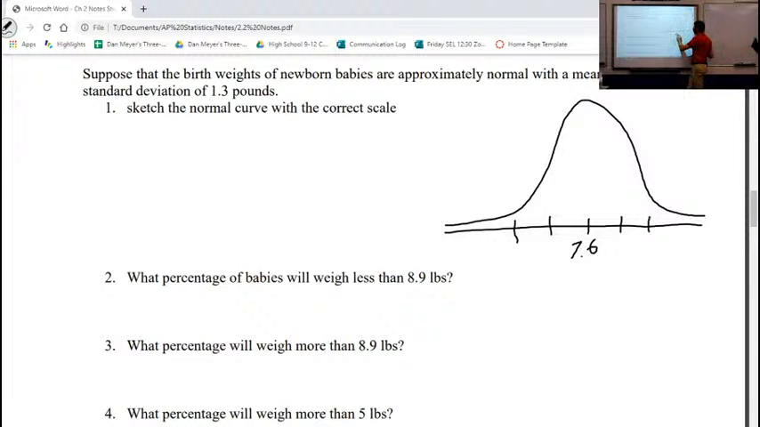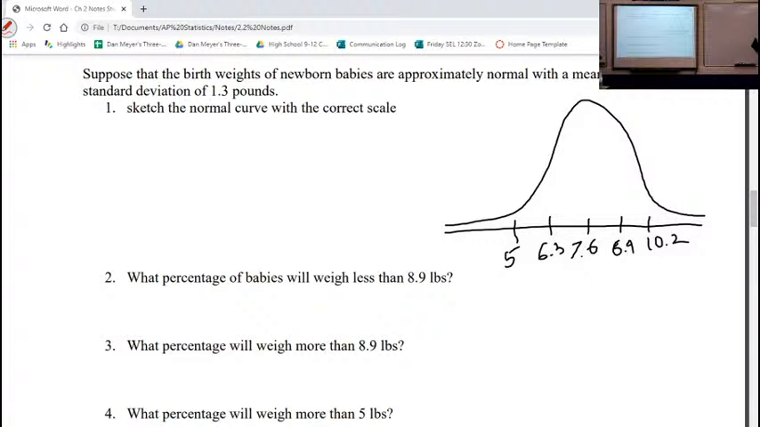So if we're going a single standard deviation above, that's going to be what? 8.9. Right? We're going by 1.3 since that's our standard deviation. So add another 1.3, 10.2. Then we want a standard deviation to the left. 6.3. 5.0. All right.